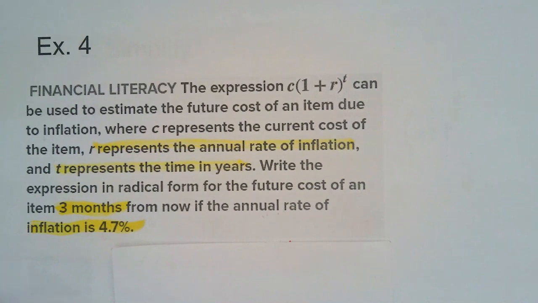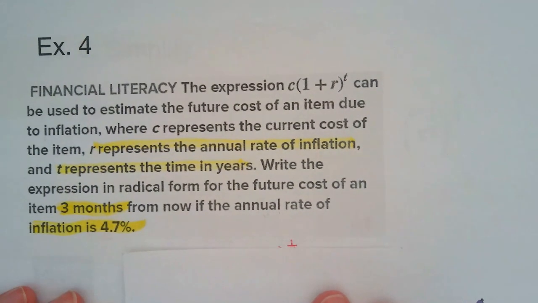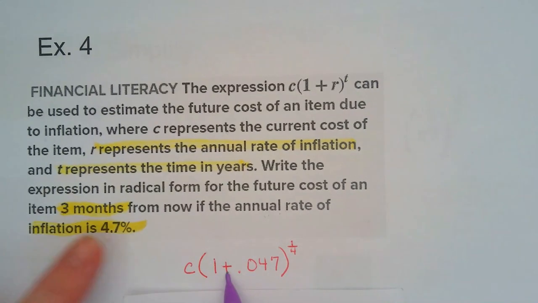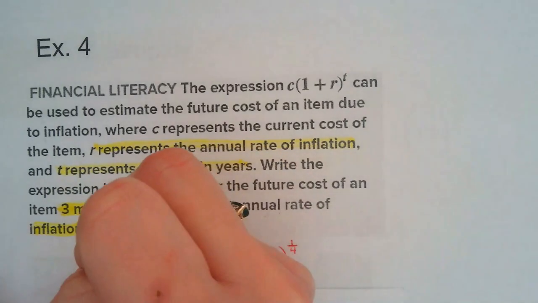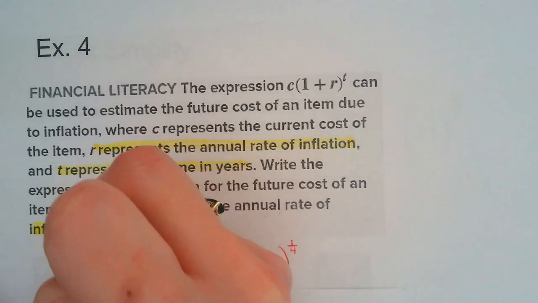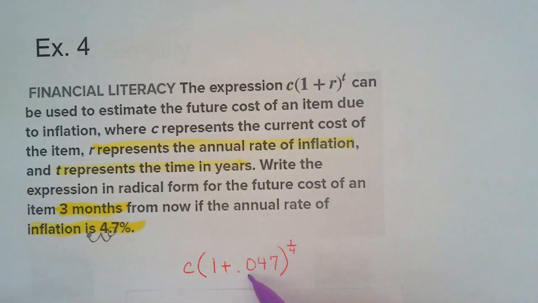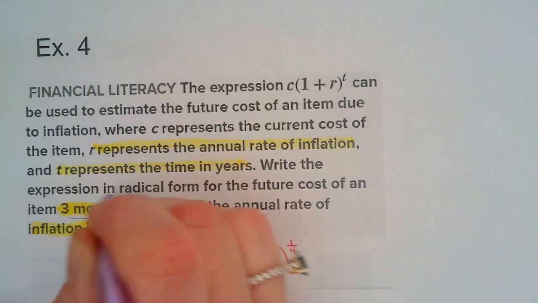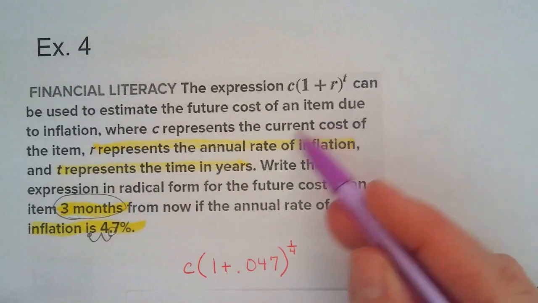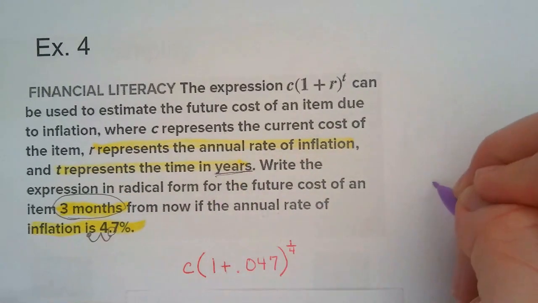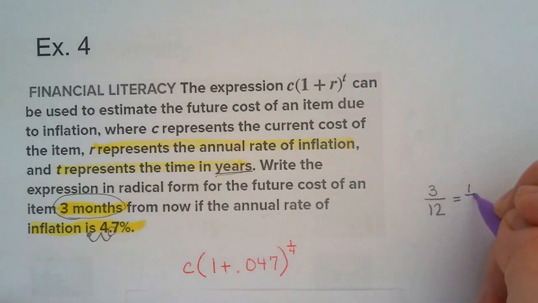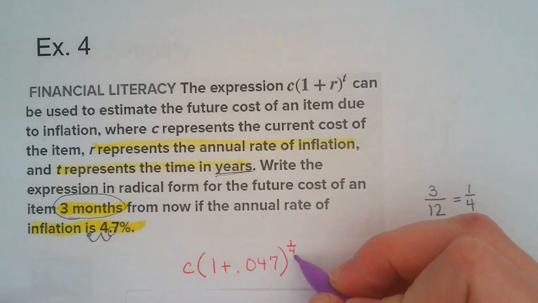C is my current cost, but I don't see where they are giving me that. So I rewrote this as C staying as it is. 1 plus your percent always has to change to its decimal form. So you always will take that and move it over 2 spots to the left and fill in any blanks with 0. So 0.047 is the decimal form of that percent. And then this 3 months is going to be my T, but it did say in terms of years. So years means I have 12 months. And so I just reduced that fraction to 1/4.